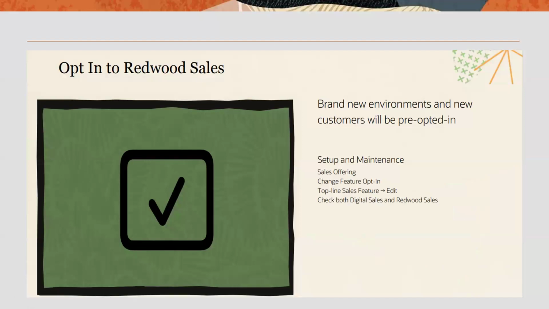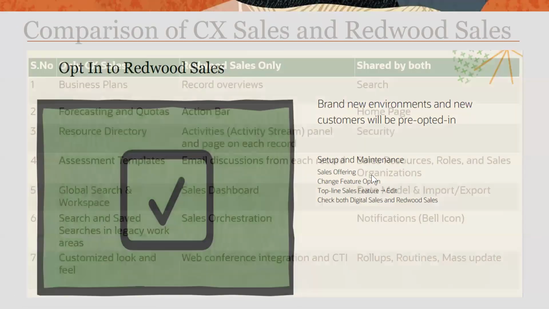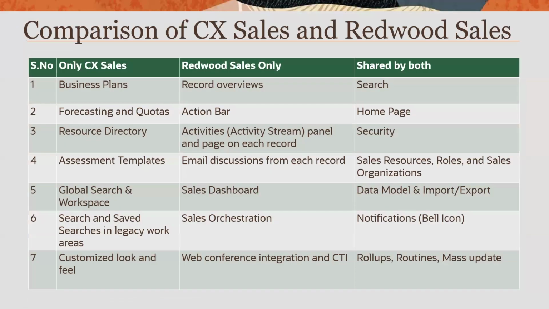To enable Redwood Sales, we need to go to Setup and Maintenance and change feature opt-in. Here we need to edit, and then check the Digital Sales and Redwood Sales checkboxes. We'll see these steps. Then, comparison of CX Sales versus Redwood Sales.